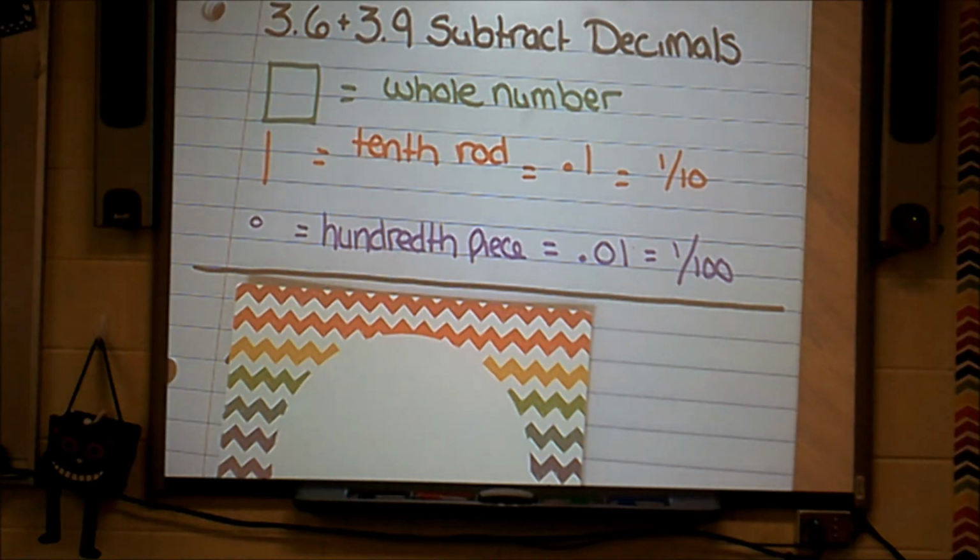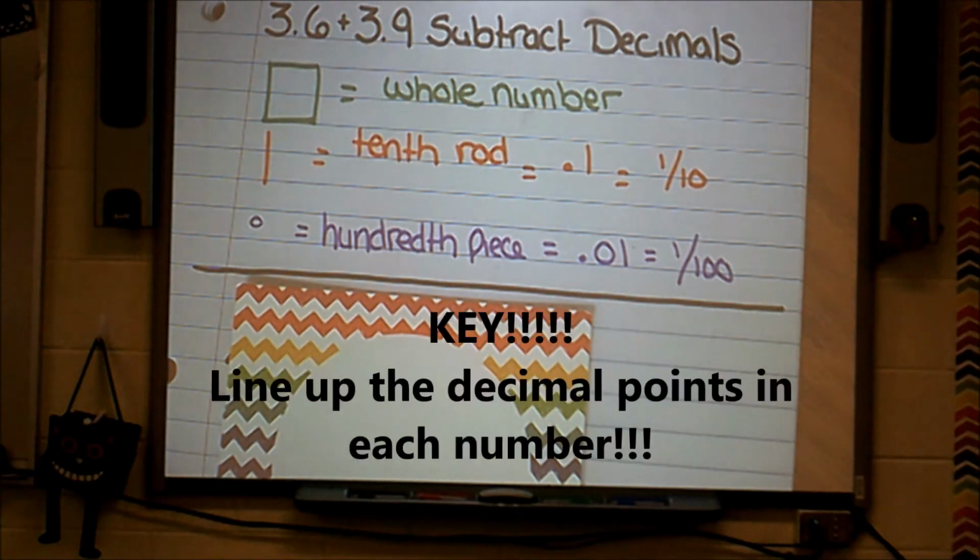So up there I have a reminder of what our whole numbers, our tenth rods, and our hundredth pieces look like. We are going to start with a picture representation and move into the standard algorithm form. Remember the key that I told you yesterday. The key is to line up those decimals. So we're going to work on some problems and see how we do.